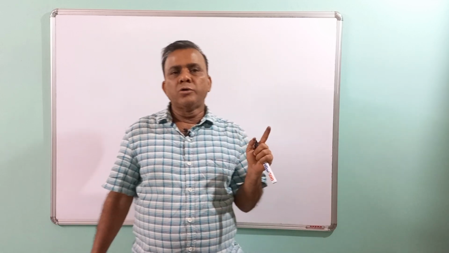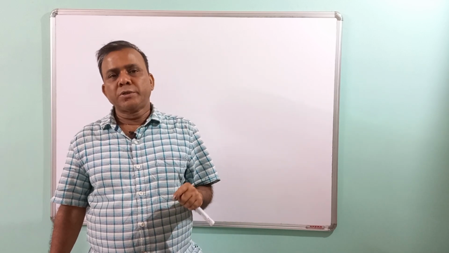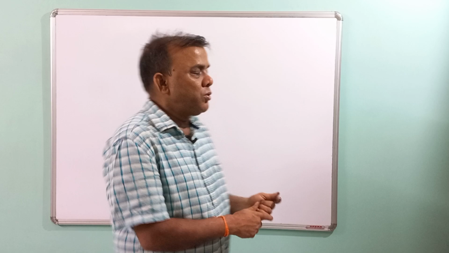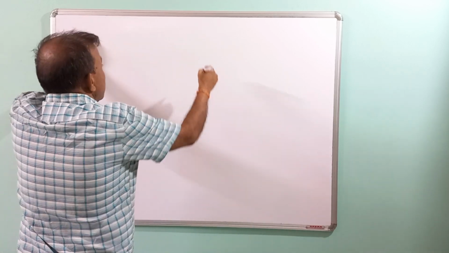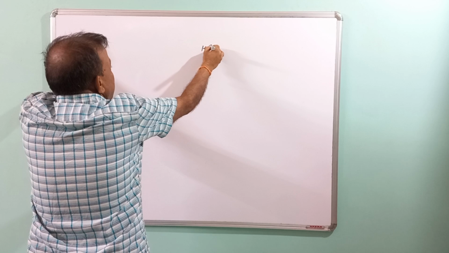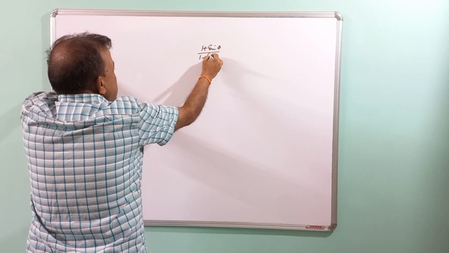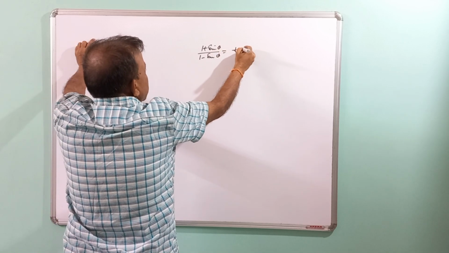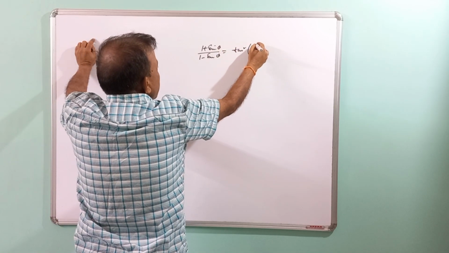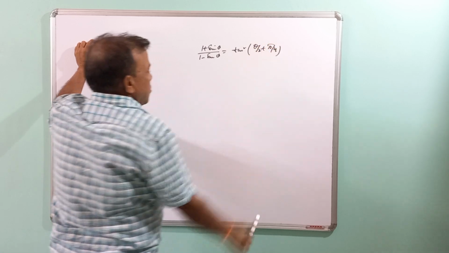Okay. Now we are going to discuss a trigonometry related chapter, submultiple angles. The problem is: prove that (1 plus sin theta) by (1 minus sin theta) is equal to tan square of (theta by 2 plus pi by 4). Okay.